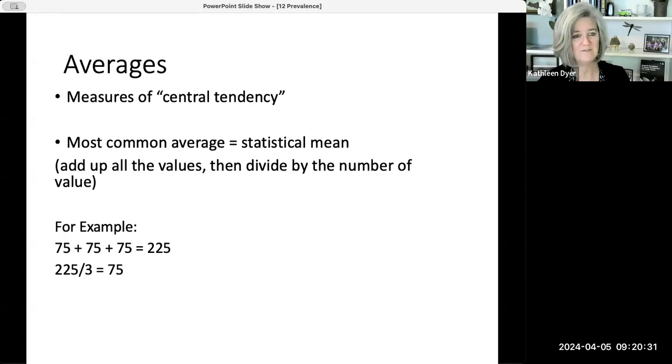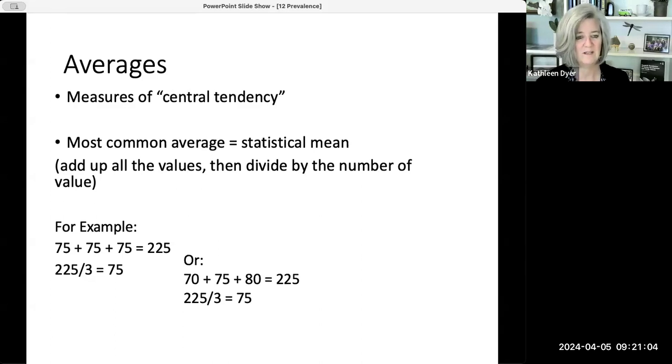The average, as I've said, is a measure of central tendency, and the most common one is the statistical mean. You know how to do this. You've been doing it since about 3rd grade, I think. You add up all the values and then divide by the number of values that were there. My example here, if the teacher says the average score was 75, you might imagine that everyone in the class got a 75, and then that would be the average. But that's not always the case. I mean, that's rarely the case, actually.